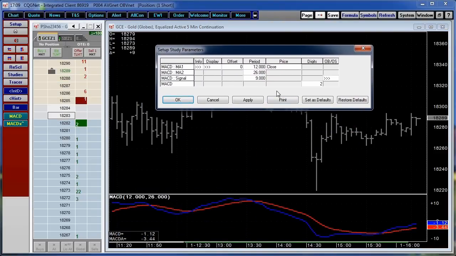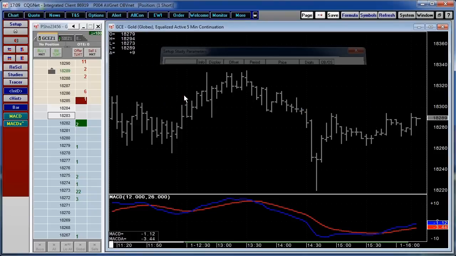The blue line is the difference between the first moving average and the second, 12 and 26 by default. That creates the oscillator. And then the third moving average is a moving average of that oscillator, which is the MACD signal. That's set at the 9 period, which is the red line in the subgraph.